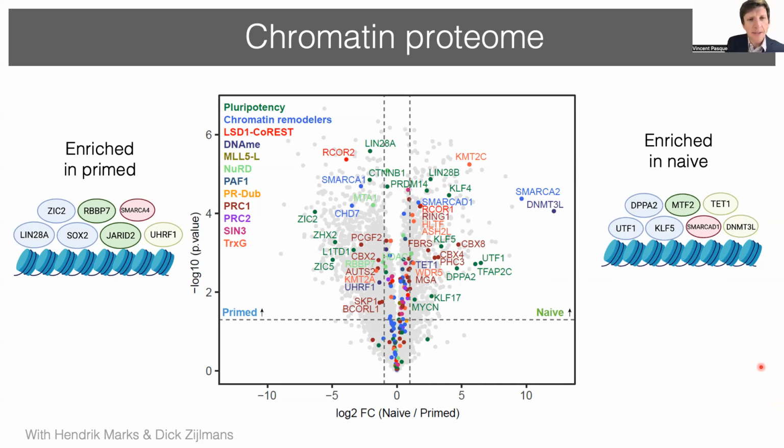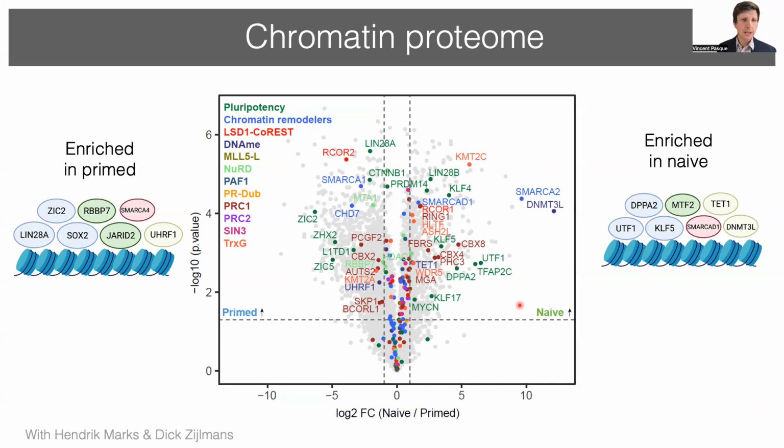So we also compared these changes to mouse data, and we see that most of the changes we see here are conserved with mouse, but there are many exceptions as well. Many proteins behave in a human-specific manner. For example, DNMT3L is highly enriched in naive compared to prime chromatin.